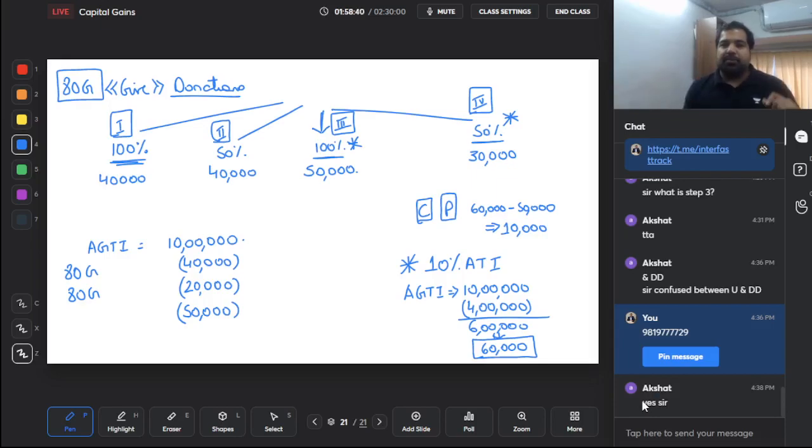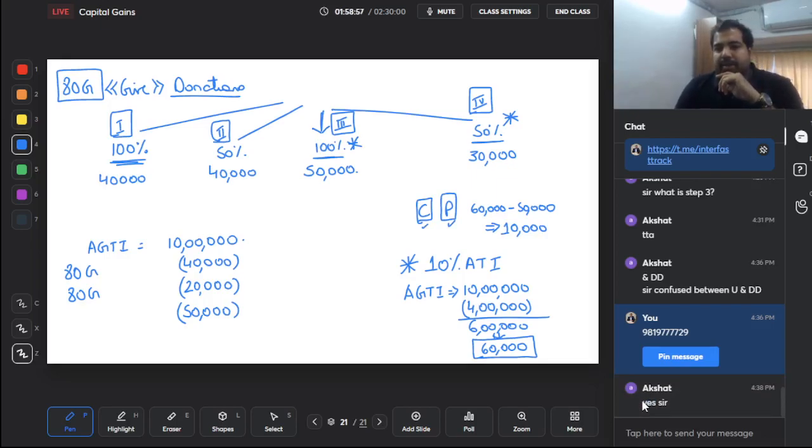I repeat this, guys. First you compare whatever you donated with what is the cake size or what is the limit. So 50,000 with 60,000 you compare, which is the lower one. 50,000, that you take, and that you first compare and then do percentage. Percentage is 100, you take 100%.